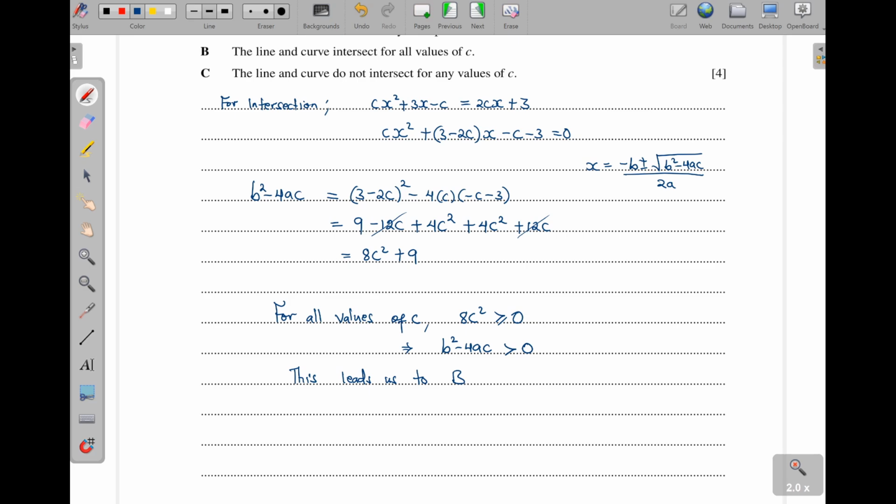Okay, so that is that. The line and the curve intersect for all values of c. As simple as that.